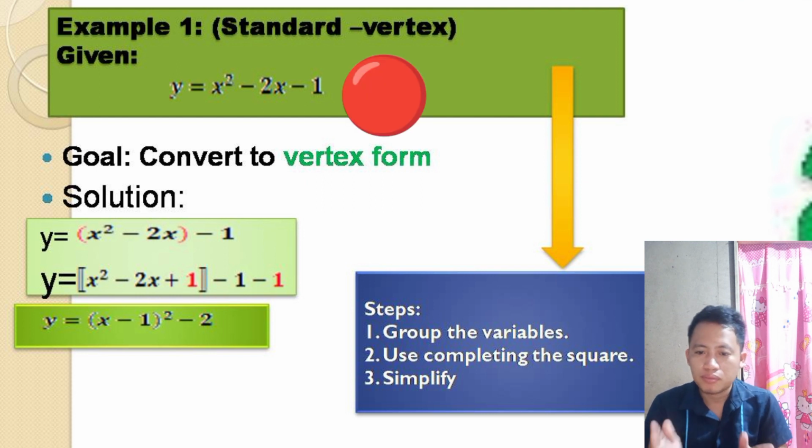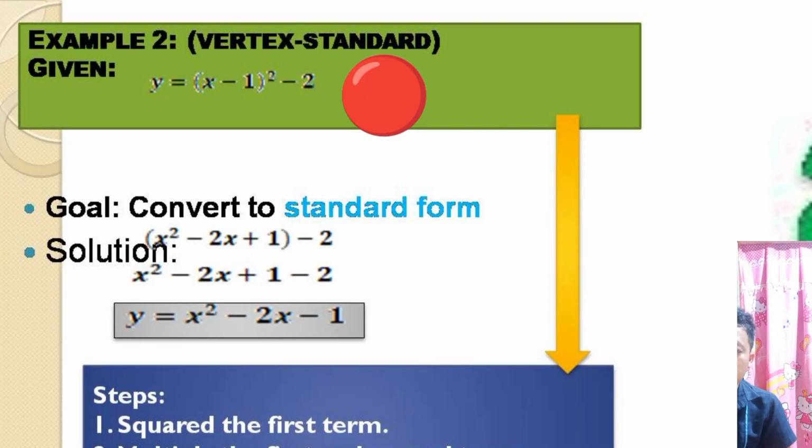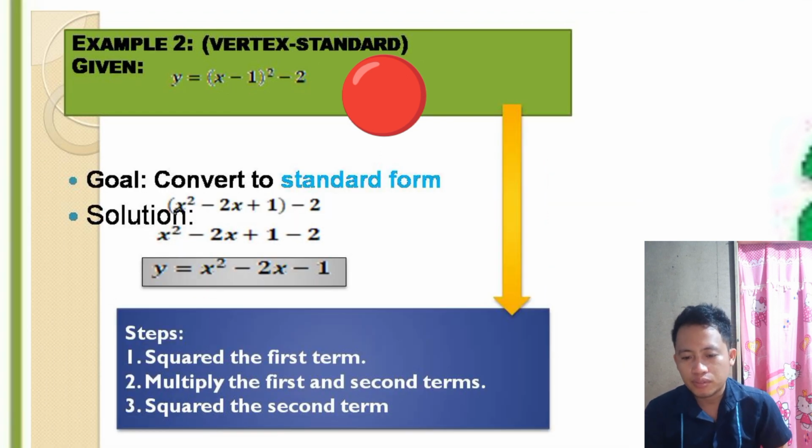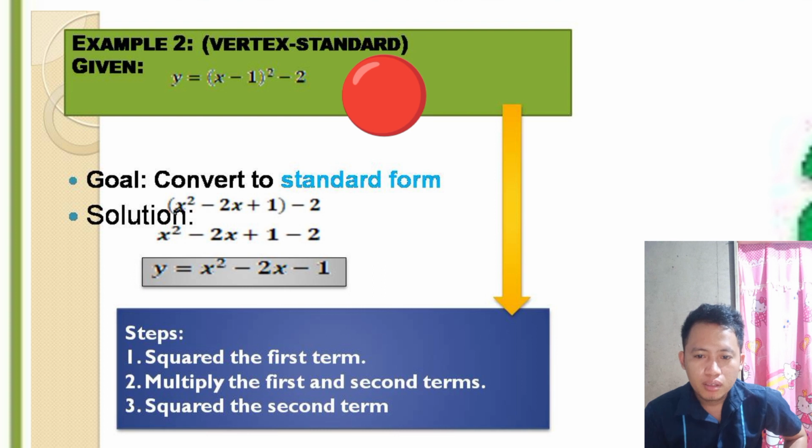In order for you to understand better, let's have another example. We have from vertex to standard form. So what if the given problem is already a vertex form? Y equals the quantity of x minus 1 squared minus 2. Convert to standard form. All you have to do is follow the 3 steps. Number 1, we square the first term. Number 2, multiply the first and second terms. And number 3, square the second term. So let's follow. Focus on the given. We have y equals the quantity of x minus 1 squared minus 2.